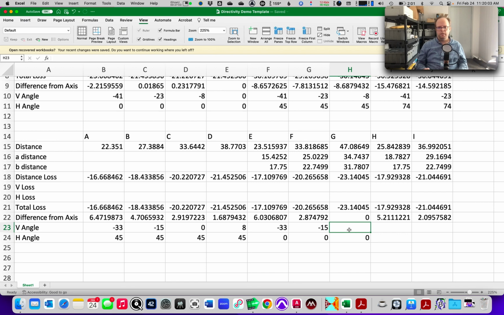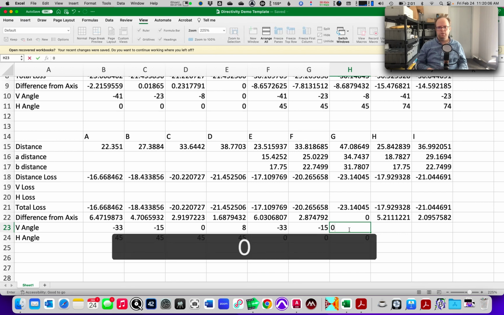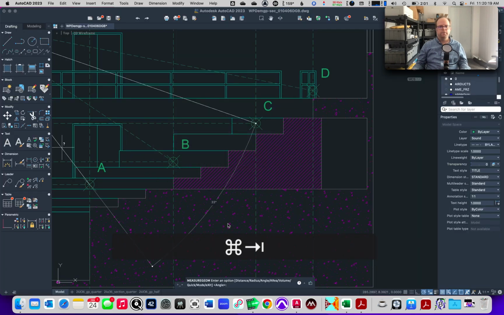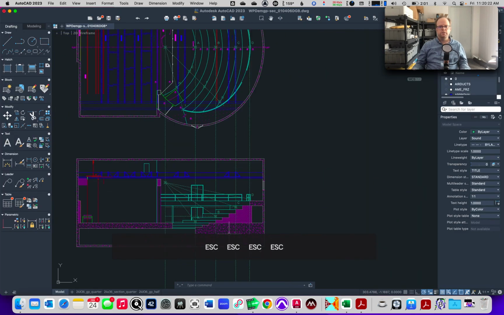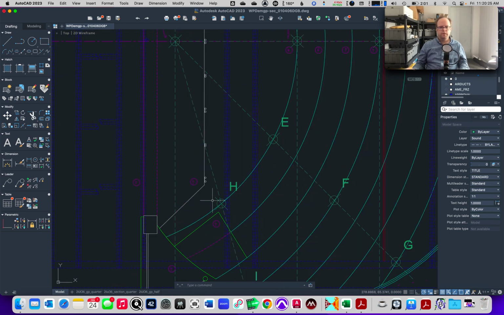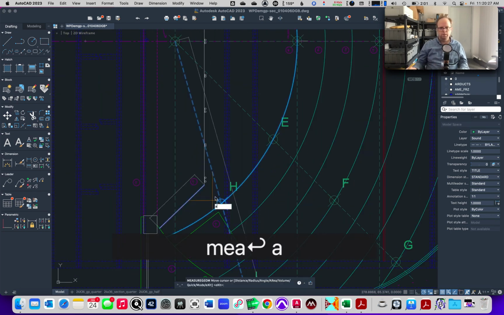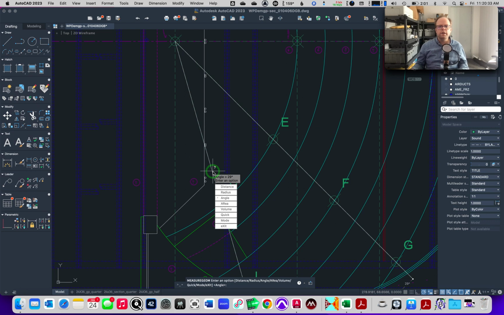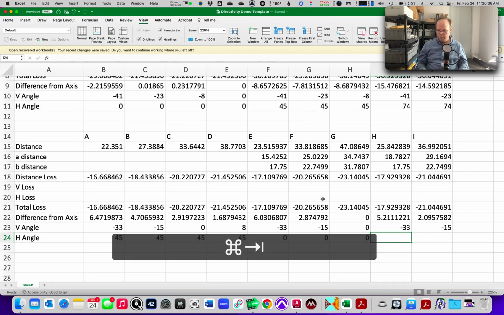And G is going to be 0, and H is going to be minus 33, I is going to be minus 15. So we just have to figure out the horizontal angles now for seats H and I. So let's come over here and measure this angle. Between here and here, I get 29 degrees. So this will be 29. Okay, so now I can go figure this out.